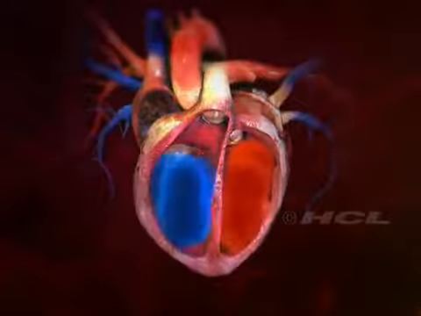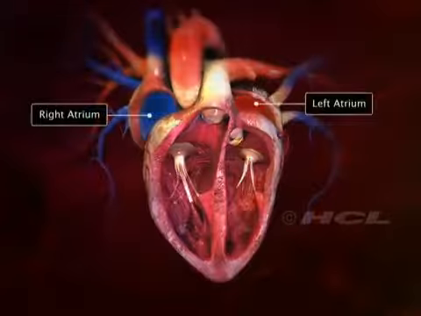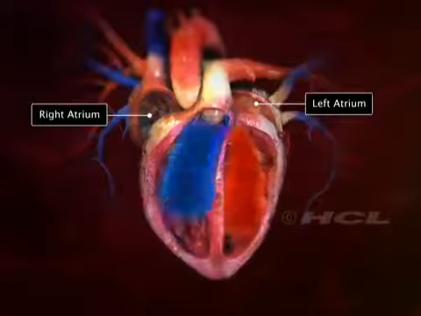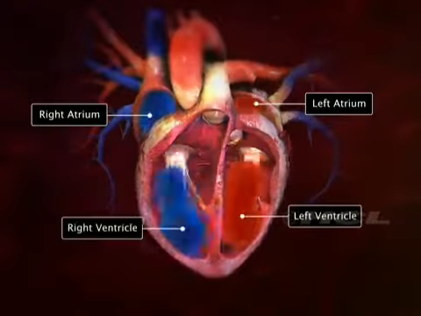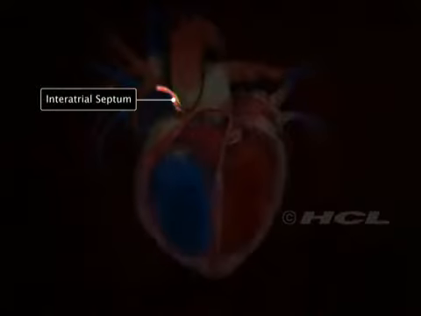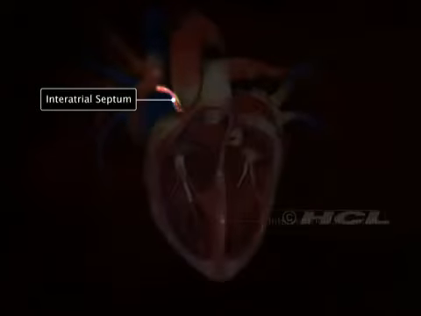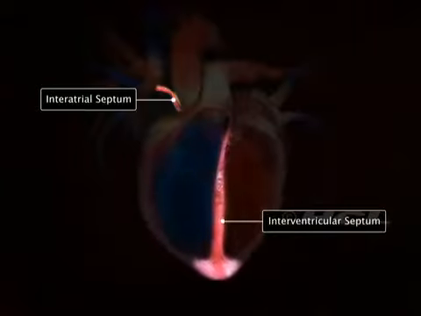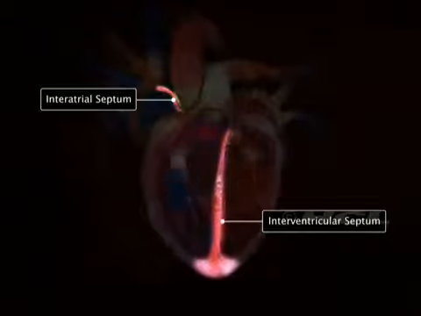The human heart has 4 chambers. The 2 upper chambers are the atria, and the 2 lower chambers are the ventricles. The interatrial septum separates the 2 atria, and the interventricular septum is the partition between the 2 ventricles.